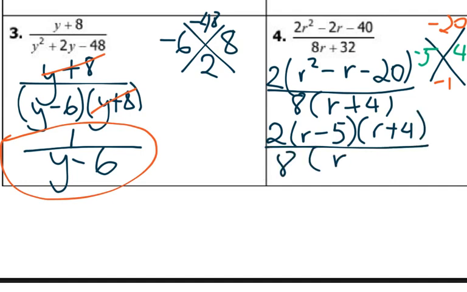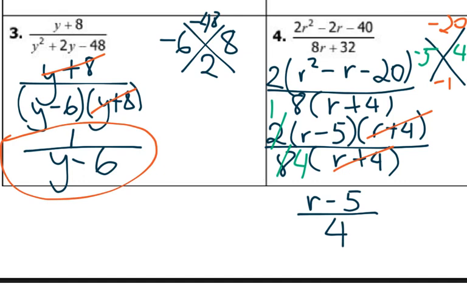r plus 4. And if you notice, we have a common factor of r plus 4, so you cancel those. And also, 2 and 8 can be reduced into 1 and 4. So my final answer is going to be r minus 5 over 4. This is a reduced version of the original problem.